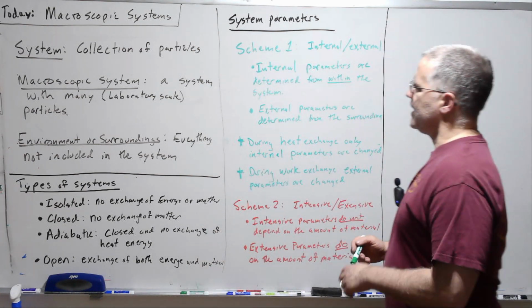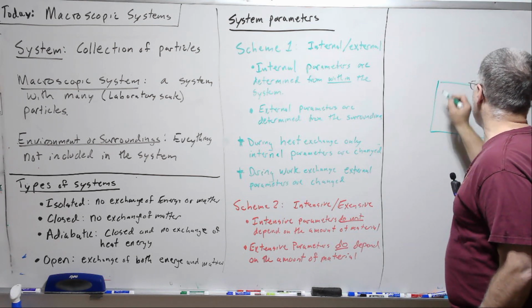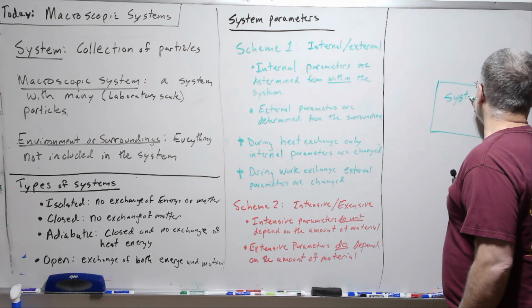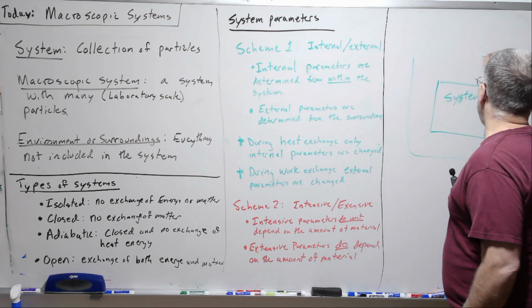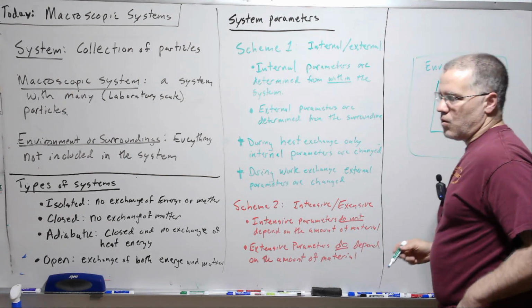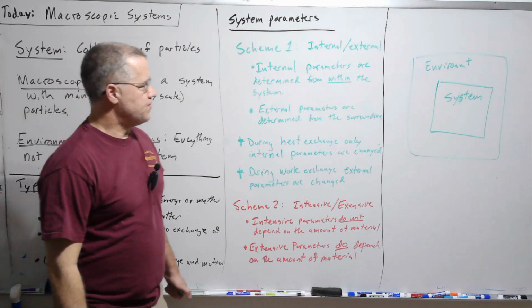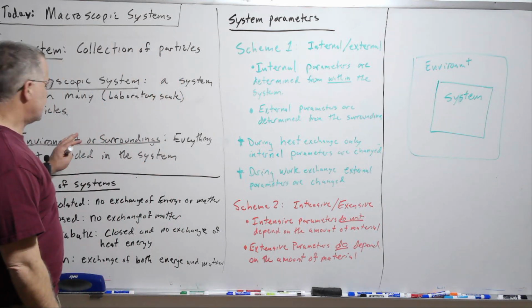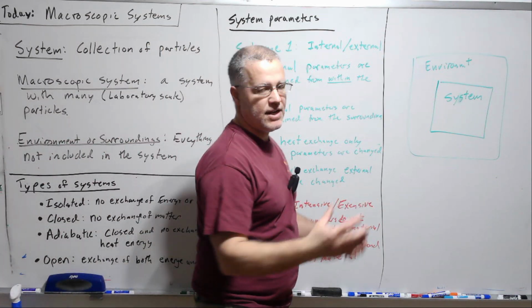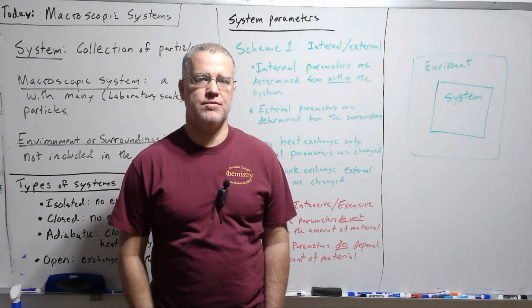And we can think of the macroscopic system as being set in some kind of environment, also referred to as surroundings. So the system is whatever it is that we are interested in, and then everything else is the surroundings. That really is determined by the type of problem that we're working on.